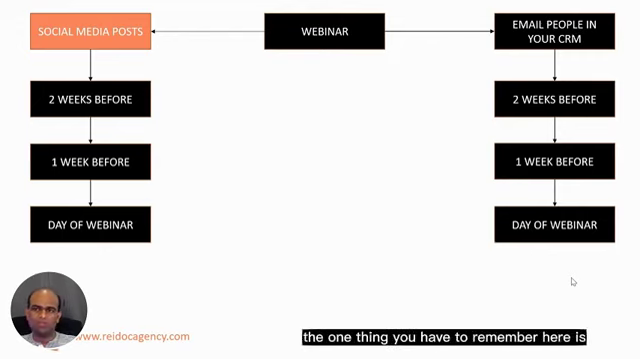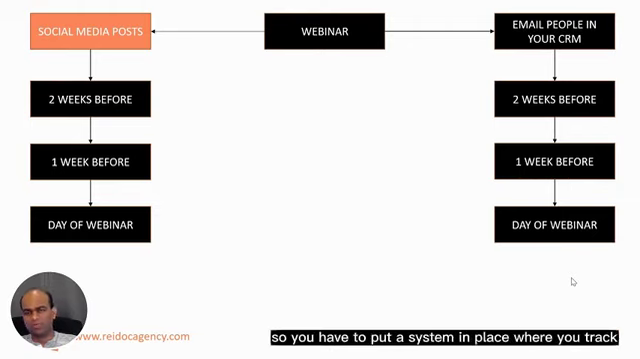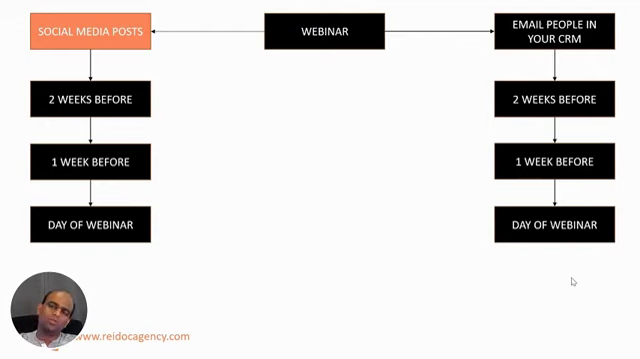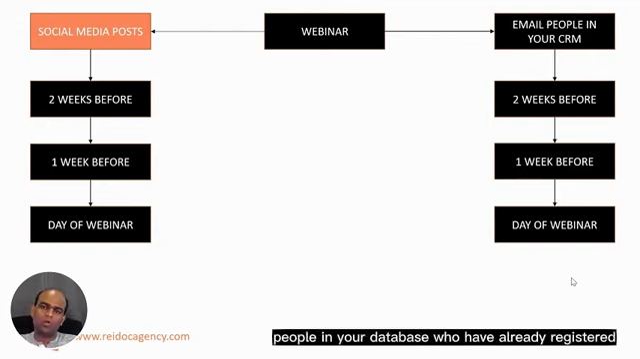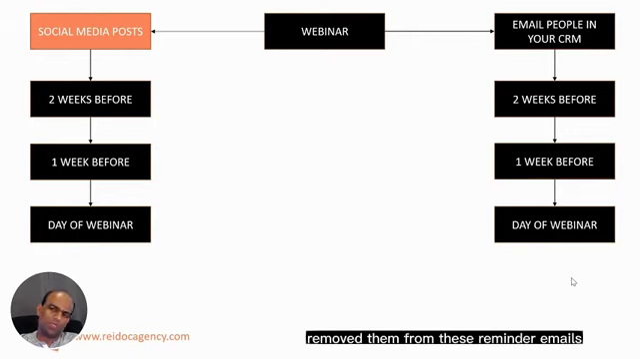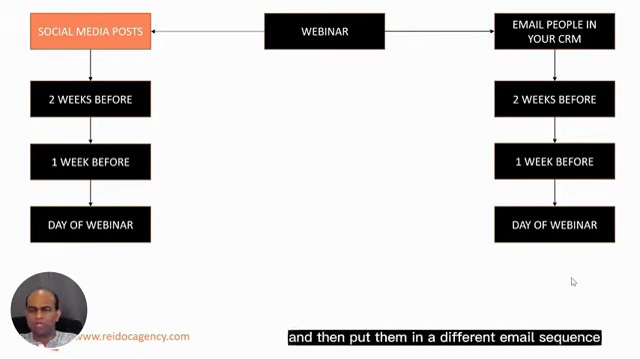The one thing you have to remember here is, if someone has already registered, especially the people in your CRM, you don't want to keep sending them reminders. They get irritated, right? So you have to put a system in place where you track people in your database who have already registered, remove them from these reminder or information emails, and put them in a different email sequence, which I will show you in a minute. So you want systems in place where you don't bombard them with reminder emails even though they're already registered.